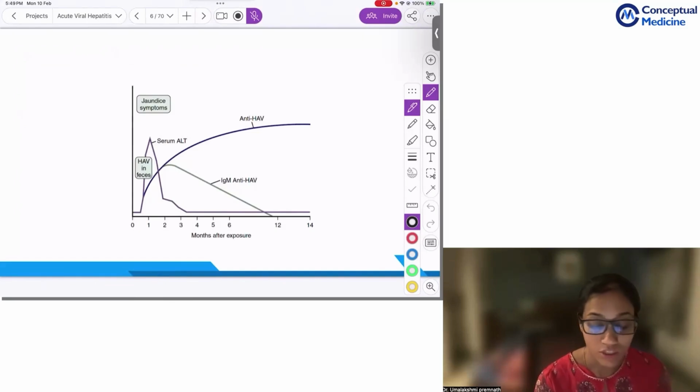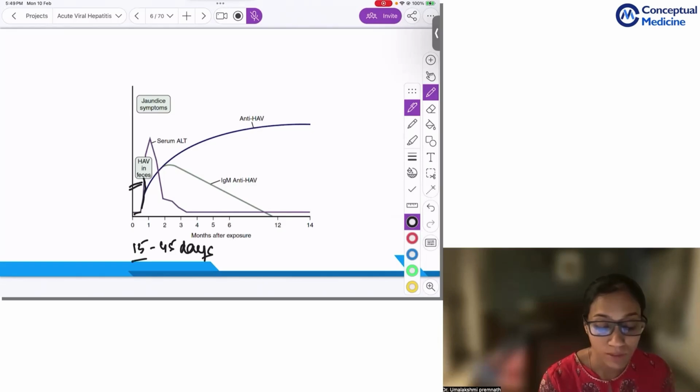So this is how the chart goes. HEV is initially present in the stool as well as in the serum. And there's increased fecal shedding initially itself. So what is the incubation period? It's about 15 days to 45 days. So 15 days means within 2 months. So before the first month itself, you have already an incubation period. The patient is drastically spreading infection. Then only the symptoms develop.